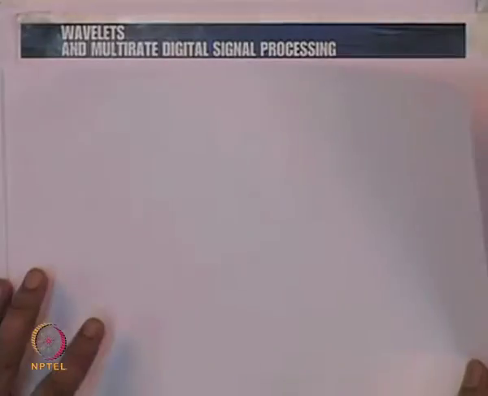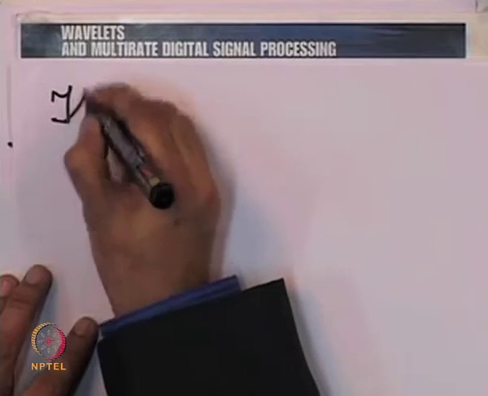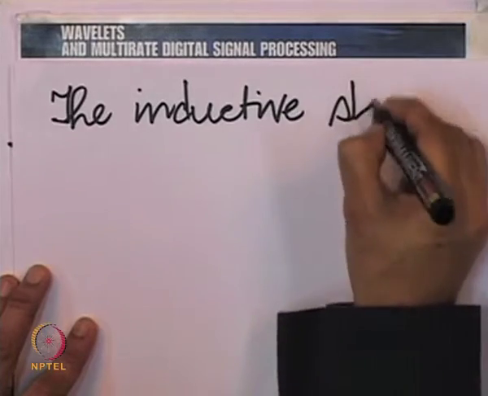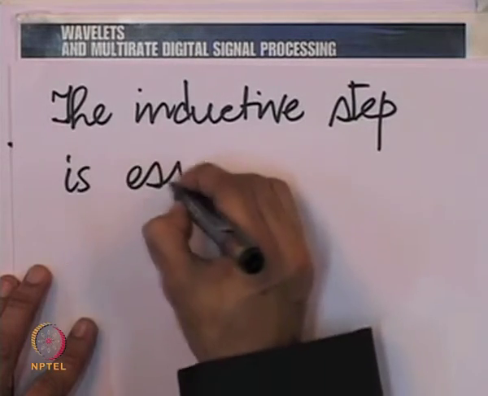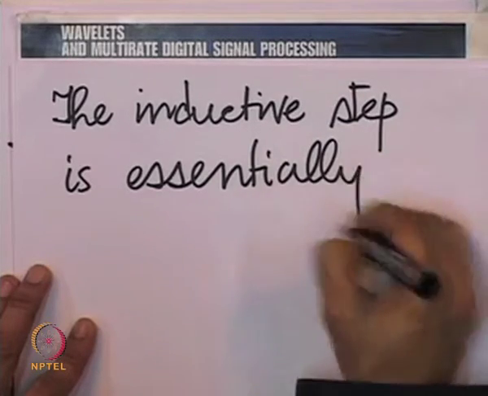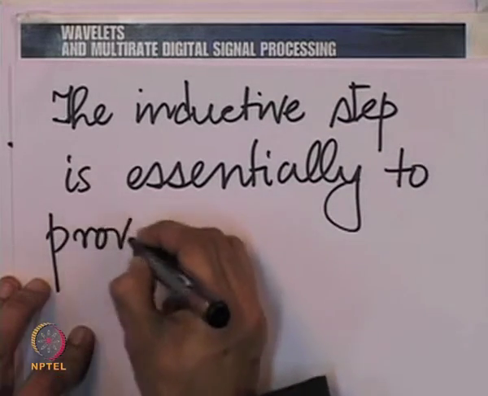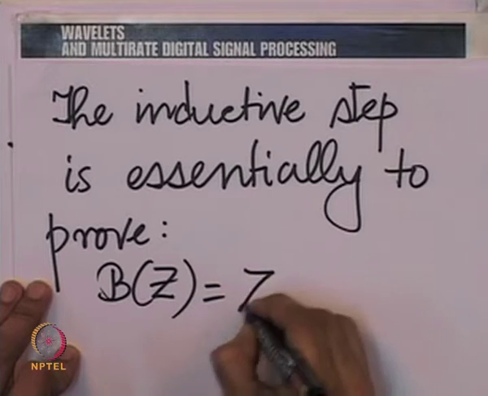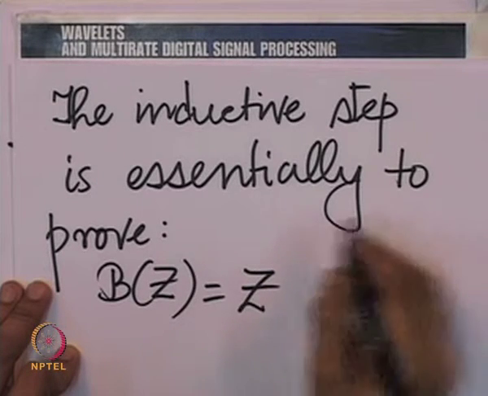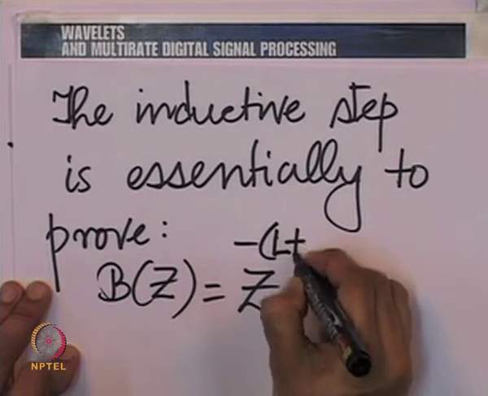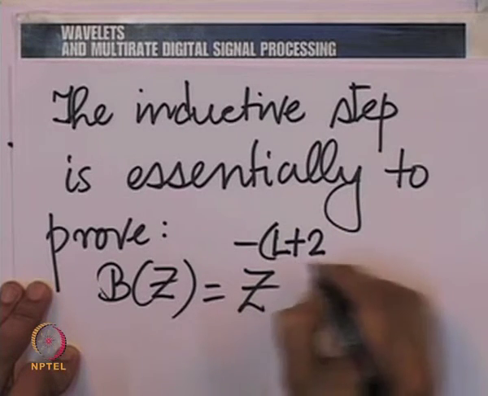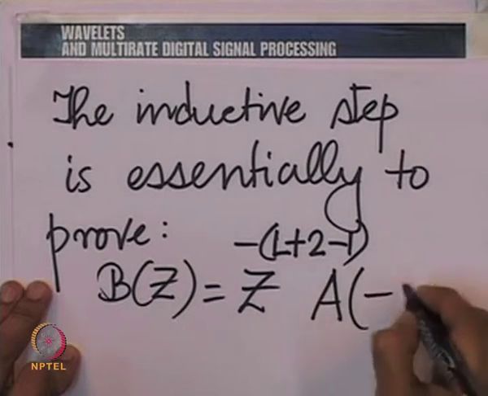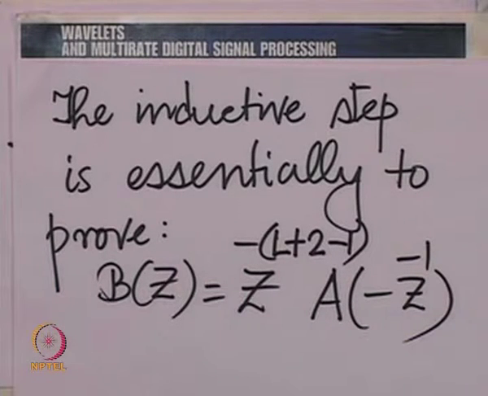So, therefore, the inductive step is essentially to prove B z is z raised to the power minus L plus 2. So, the length has increased by 2, minus 1, times A of minus z inverse. This is what we need to show.